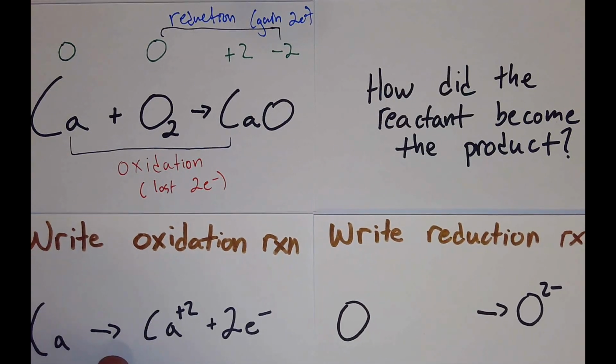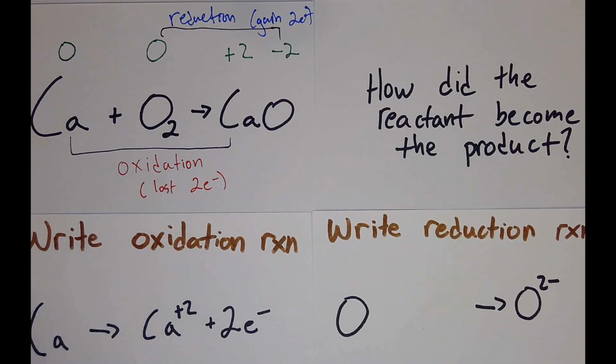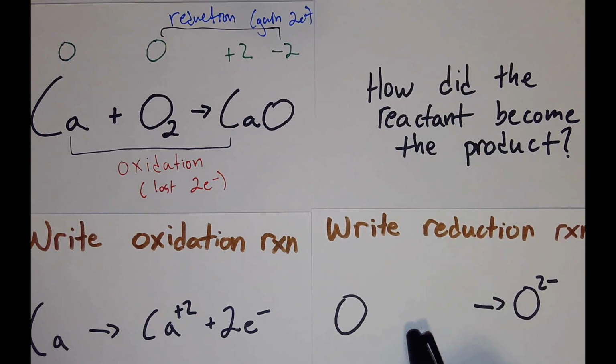Oopsies. Kind of line these up for you for a second. Well, I can't add plus charges here because plus charges aren't allowed to be played with in this chapter, right? We have to work with minuses. So the only way for a 2- to end up on this side of the equation is for it to pick up a 2 minus over here, right?